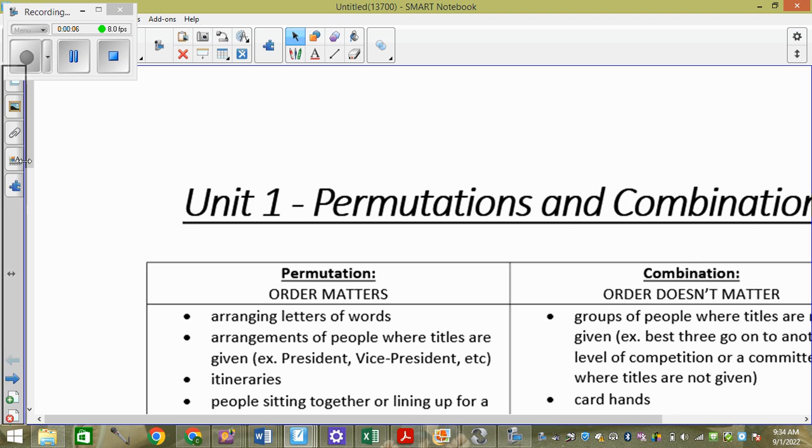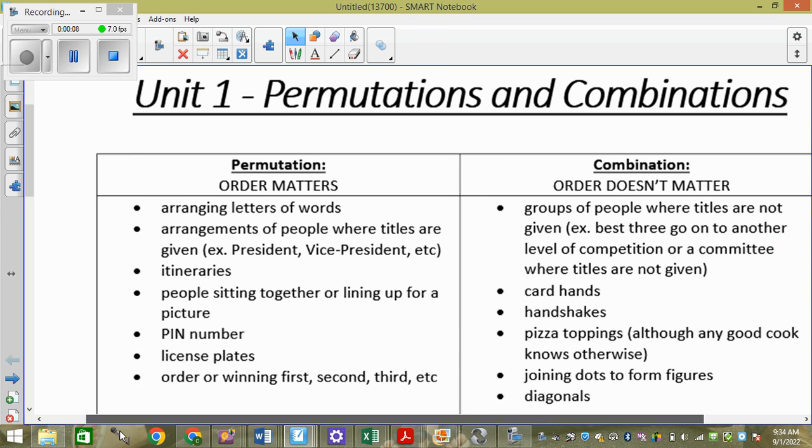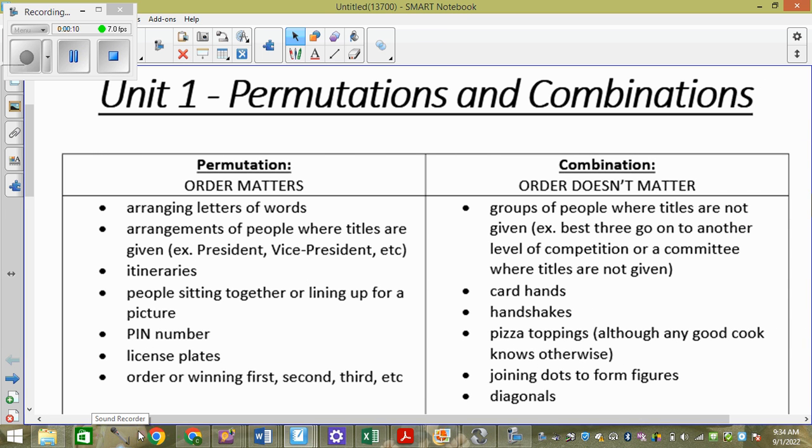Perms and combs. Permutations, order matters; combinations, order doesn't matter. We're going to talk mainly about permutations at first, then we'll get to combinations. We're going to come back to this list at the very end to reaffirm what we know, but right now we're just going over the differences.